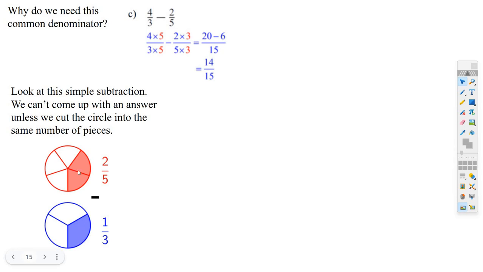Now, there is just no way of figuring out what your answer is going to be unless you cut up the pie into the same number of pieces. Because you've got 2/5 here, 1/3 you take away, you're going to have a piece, but how big is it going to be? Well, the only way to figure that out is to cut this pie into the same number of pieces. And 5, if we took each one of these and split them into 3, and each one of these and split them into 5, then both pies would be split into 15.